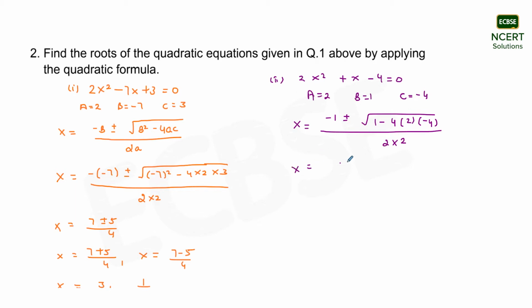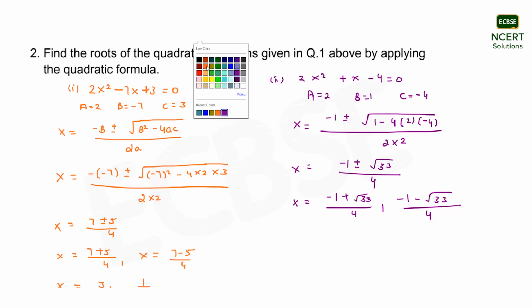So from here x will be equal to minus 1 plus minus root 33 divided by 4. As root 33 will be an irrational number, so here x will be minus 1 plus root 33 by 4, that is separately writing this plus minus sign, or I can write it as minus 1 minus root 33 divided by 4. So these are the two roots of this quadratic equation, that is 2x square plus x minus 4, by using the quadratic formula.